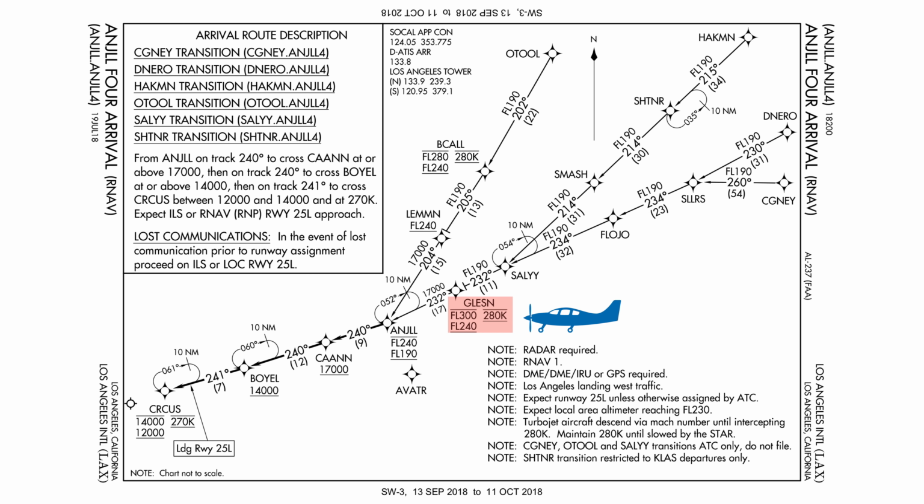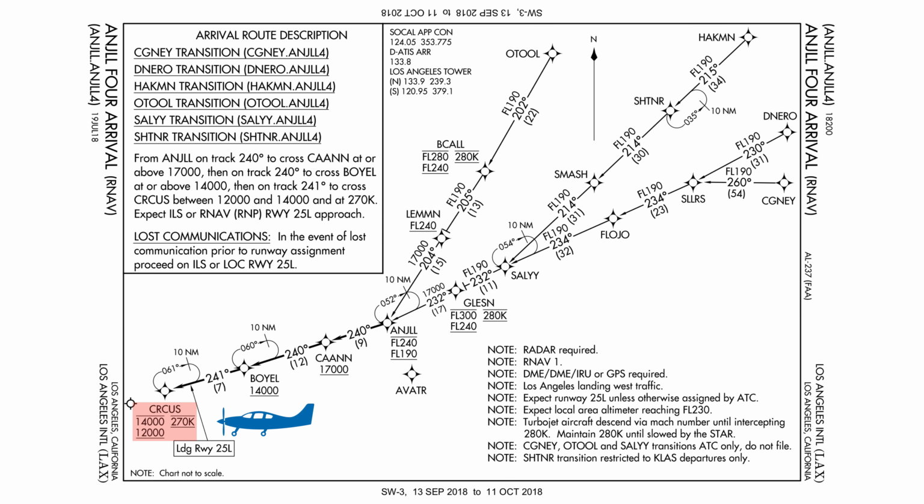Our next crossing restriction is ANJLL. ANJLL is actually what this is named after, the ANJLL arrival. And we were doing the Dinero transition, so this is going to start our arrival here. So we're looking at ANJLL at 24,000 to 19,000. Our next crossing will be 17,000, at or above 17,000. Remember the line, at or above 17,000. The next is Boyle at or above 14,000. And then next is Circus.